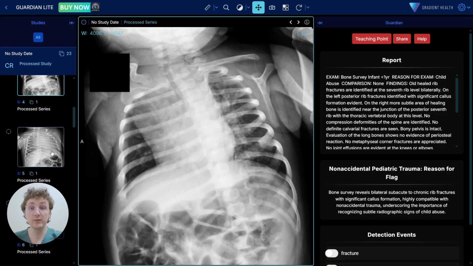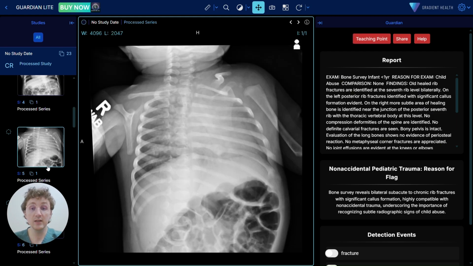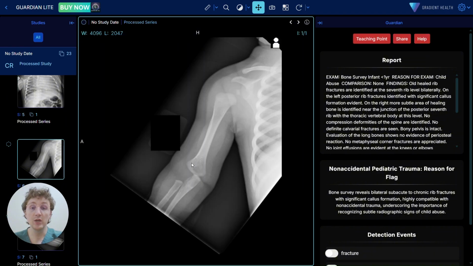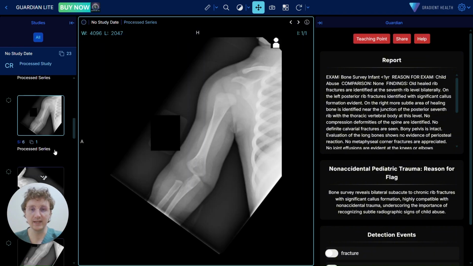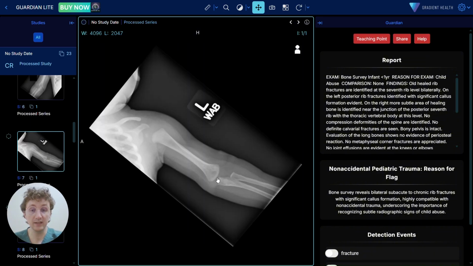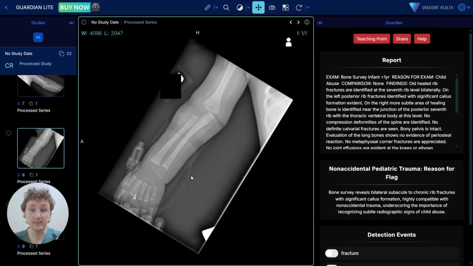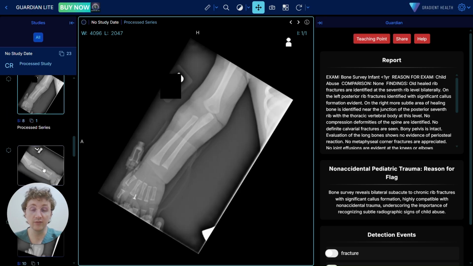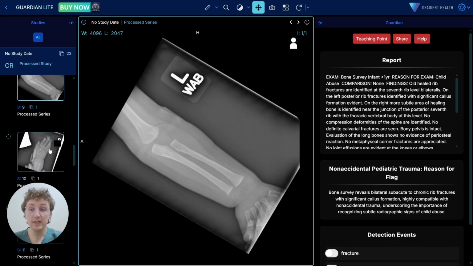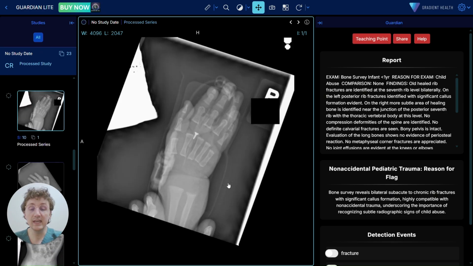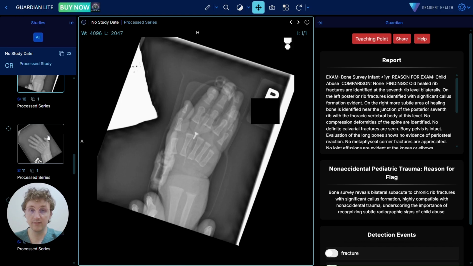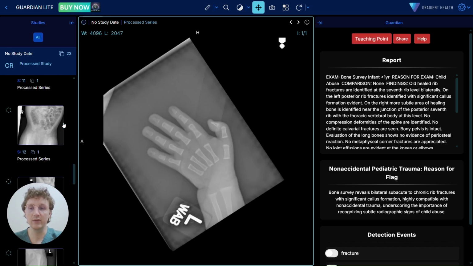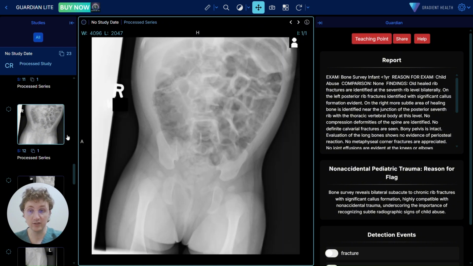A big part of the bone survey is continuing to look through each system, looking at the different projections of the ribs. We look to our extremities, looking for things like our metaphyseal corner fractures or bucket handle fractures, which we will see near the metaphysis, but we're also looking for long bone fractures, particularly in the lower extremities, where we're looking for those toddler-type spiral fractures in non-ambulatory patients who don't have a good reason to have that type of fracture.